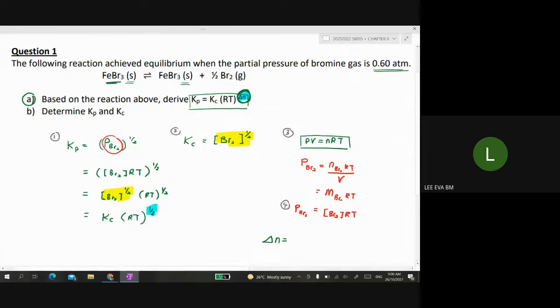FeBr3 solid and then FeBr3 solid. I think over here salah ini FeBr2. But no worries lah, dia tak akan ganggu soalan. Okay. So delta N product minus reactant. So we only got the coefficients for the gaseous species. So half minus half, minus 0. So delta N equals to 1 over 2. And therefore, you have successfully derived the equation, the formula.